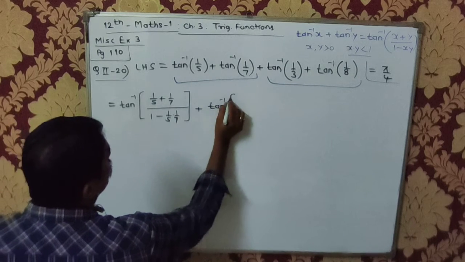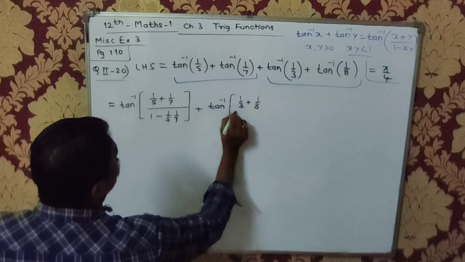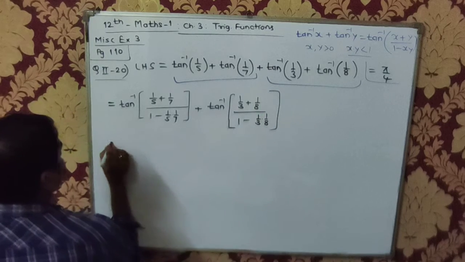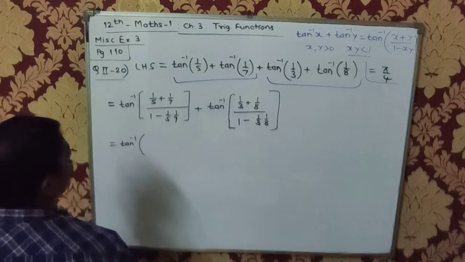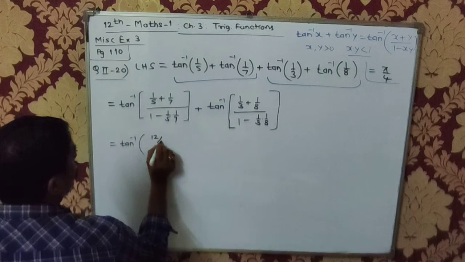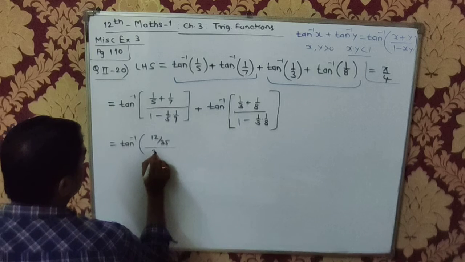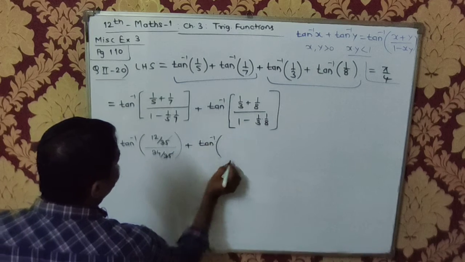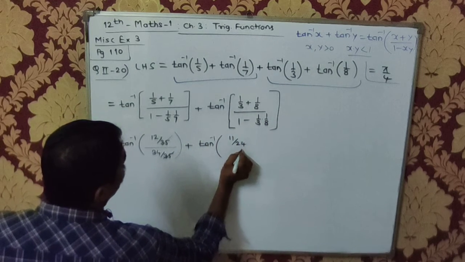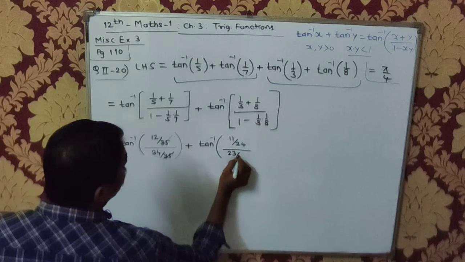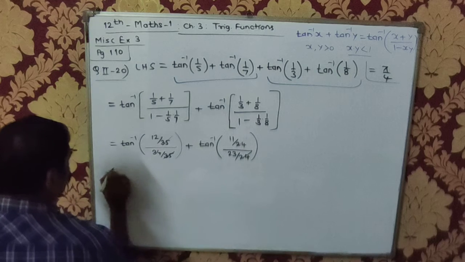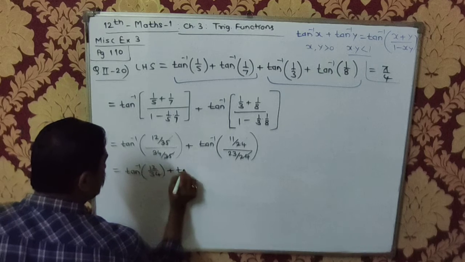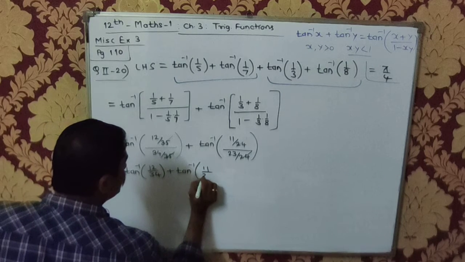Tan inverse of (1 by 3 plus 1 upon 8) divided by (1 minus 1 upon 3 into 1 upon 8). Okay? So that is equal to tan inverse of 7 plus 5, 12 upon 35, divided by 35 minus 1, 34 upon 35. 35 gets cancelled. Plus tan inverse of 11 upon 24, divided by 24 minus 1, 23 upon 24. So this 24 is gone. What remains is tan inverse of 12 upon 34 plus tan inverse of 11 upon 23.